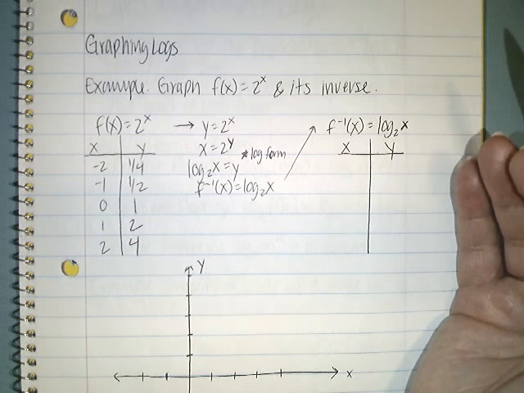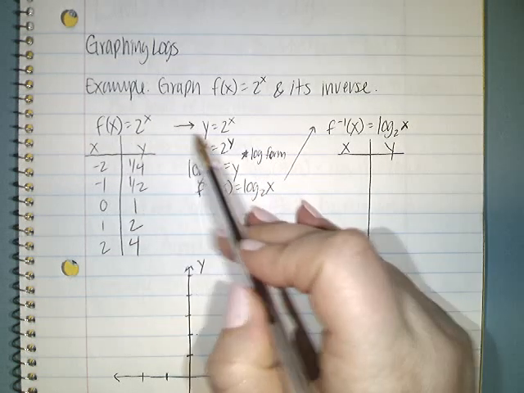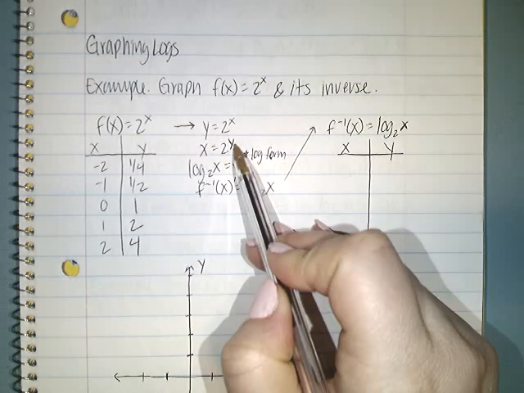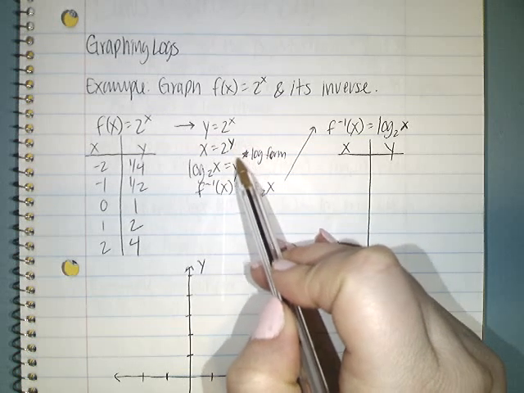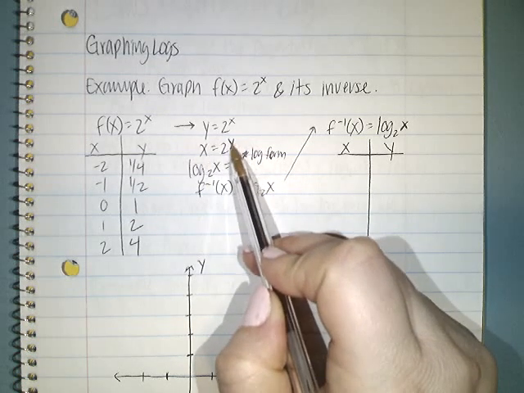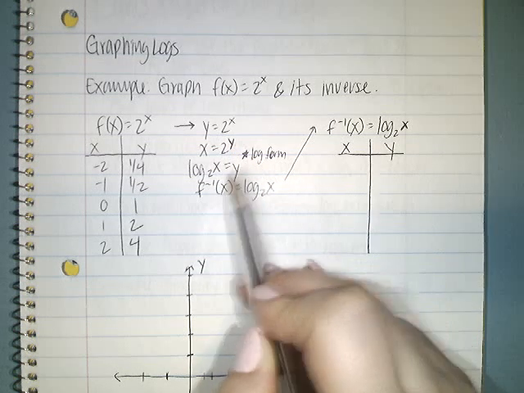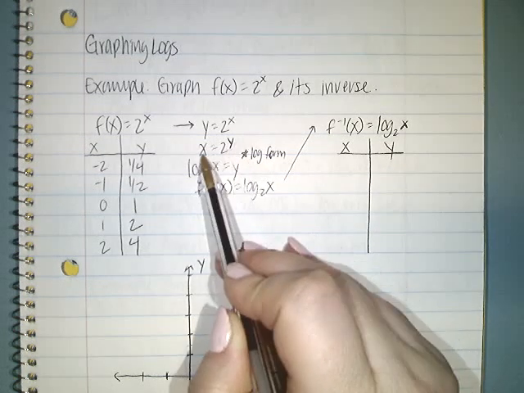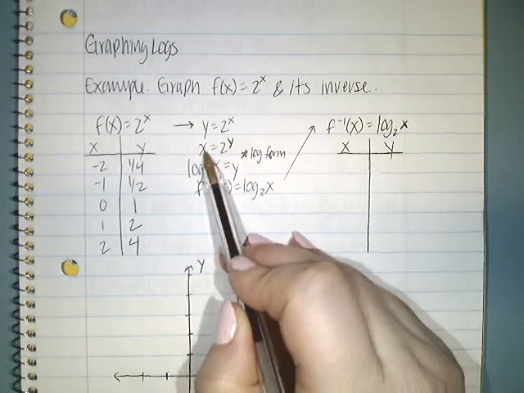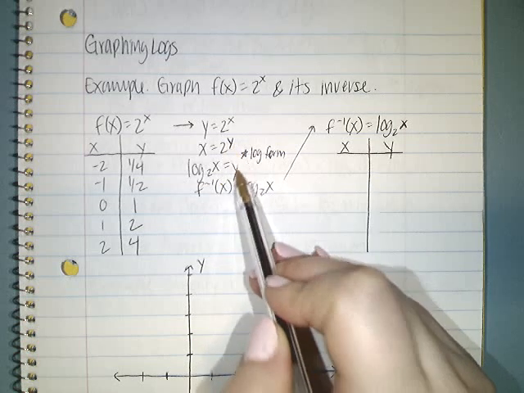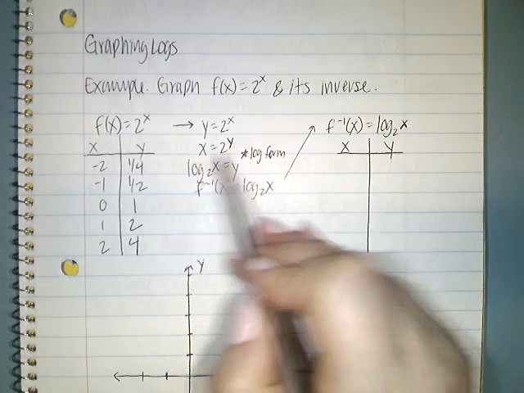So this ties back to what we did last unit. I'm going to rewrite f of x with y. I switch x and y, and then I'm going to solve for y. To solve for y, I'm actually going to use my log form. So I rewrote it in log form. My base is 2, my argument is x, and my power or exponent is y. So that's how I find the inverse.